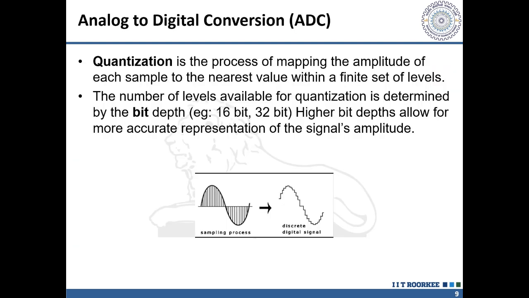Now the second bit is quantization. Now that we have the sampled audio, we can quantize it to get this particular type of waveform, this discrete digital signal, and the efficiency with which this operation is done determines how close our audio is to the analog signal, how well it is being converted into digital form.